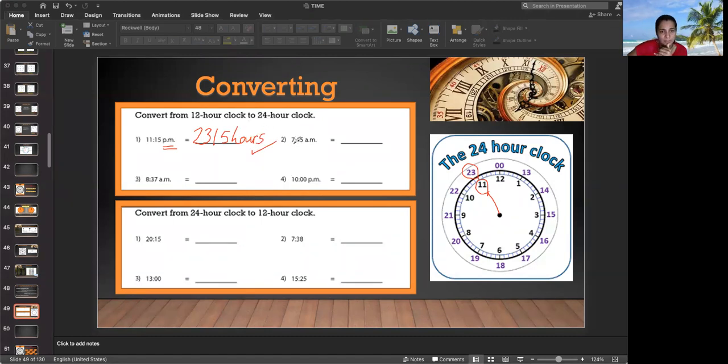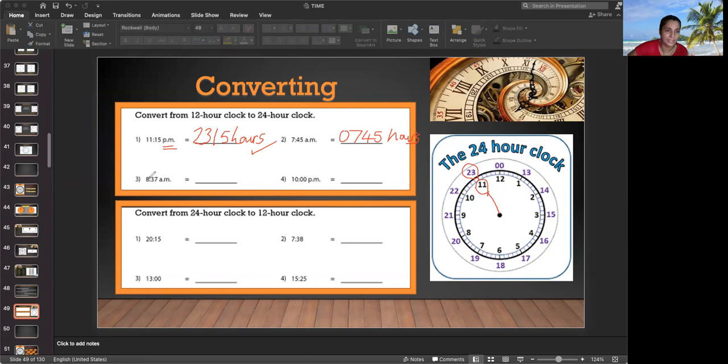Now look at this, number 2, 7:45 AM. So this is still the first 7 hours of the day. So 07, the first 7 hours of the day, nothing in between, and 45 minutes. So it's 07:45, 07:45 hours. Okay, that is how you read or convert from the 12-hour system to the 24-hour system.